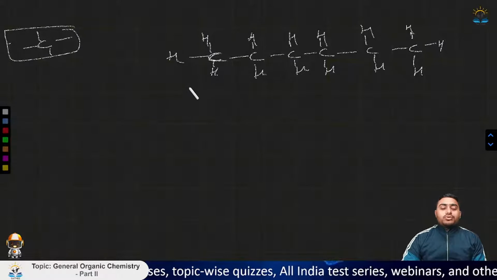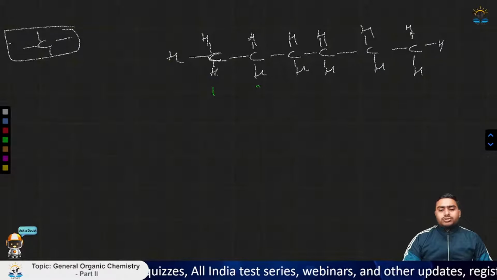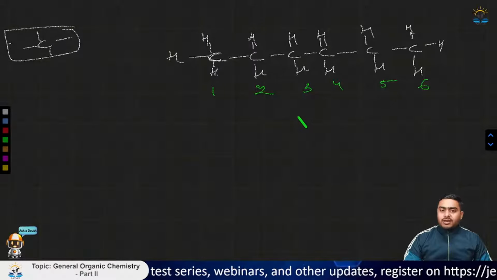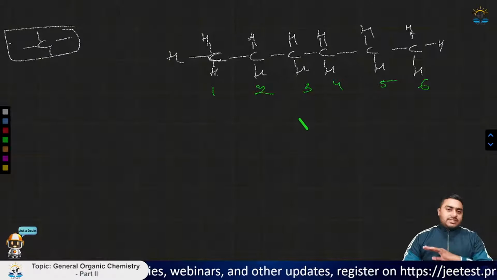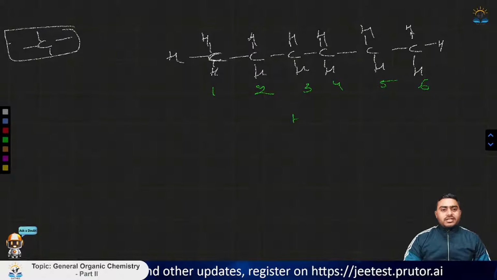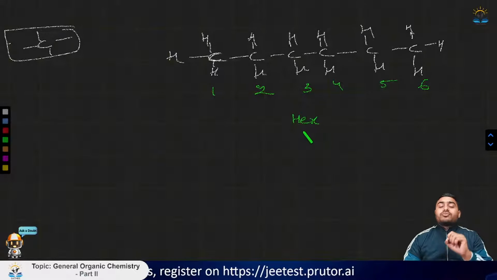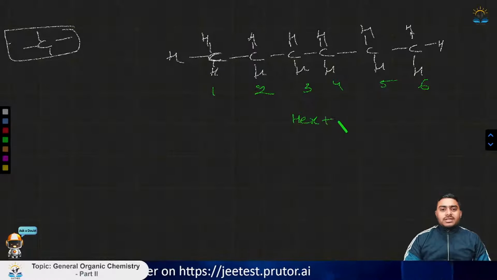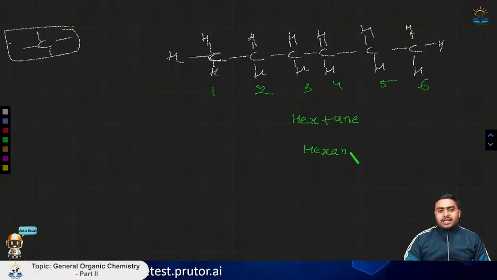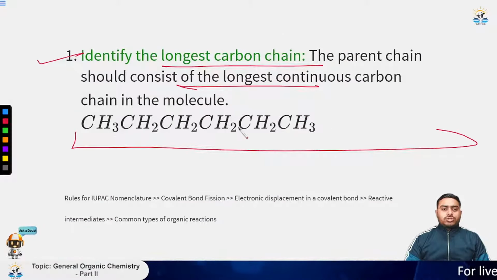Okay, so you have to choose what you have to give numbering. You can see here 1 2 3 4 5 6. No, this is an open chain. So 6 carbon atoms are there in this parent chain. For carbon 6 we have to use hex, word root, plus the bonding part is ane, so the complete IUPAC name will be hexane. Like this we can write the IUPAC name. Next you can see here, this is hexane, 1 2 3 4 5 6.